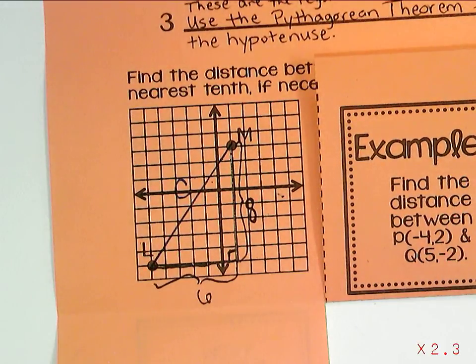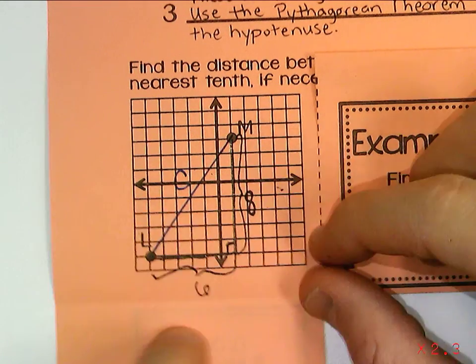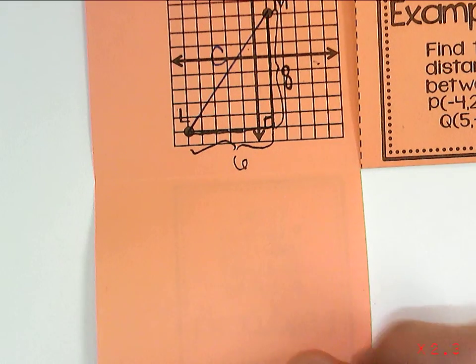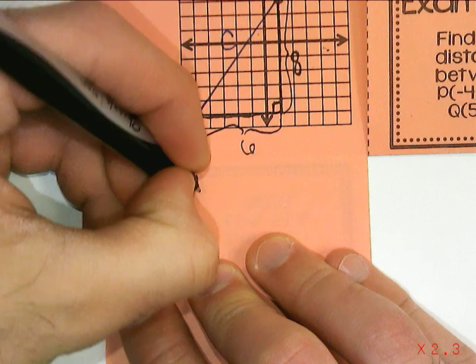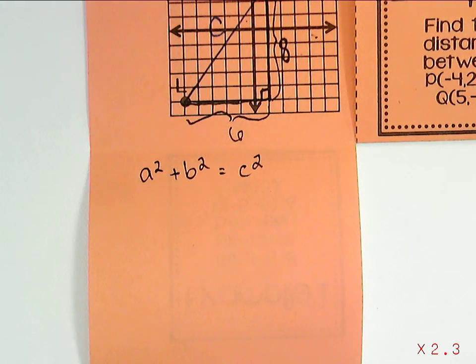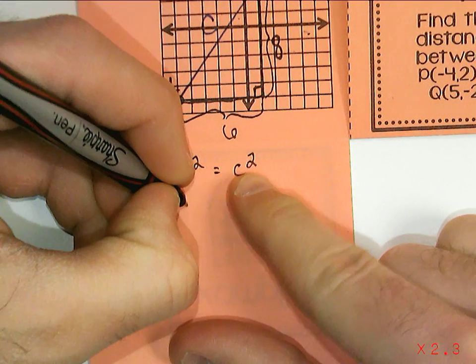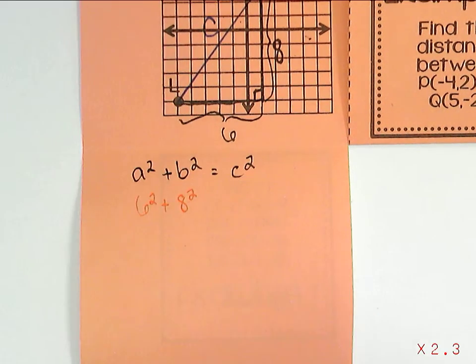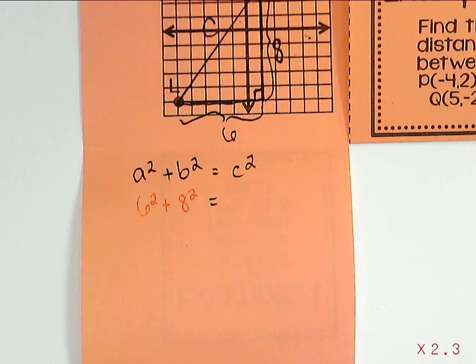So now that we know both of those legs, we can figure out what this distance is between L and M by applying the Pythagorean theorem. So we're going to go ahead and do that down here. So again, write it down. A squared plus B squared equals C squared. If we put both of our legs in there, because that's what we know, we have 6 squared plus 8 squared, and that's going to be equal to C squared, so that's the distance we're trying to find.